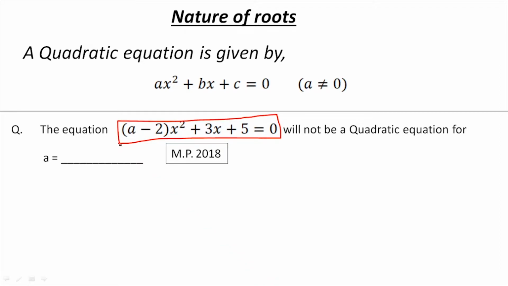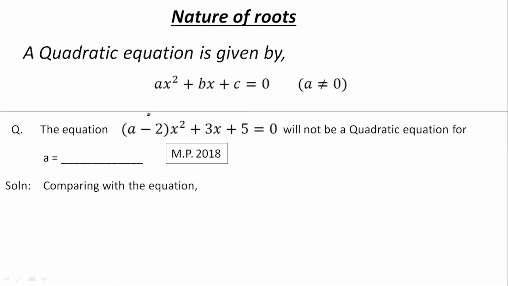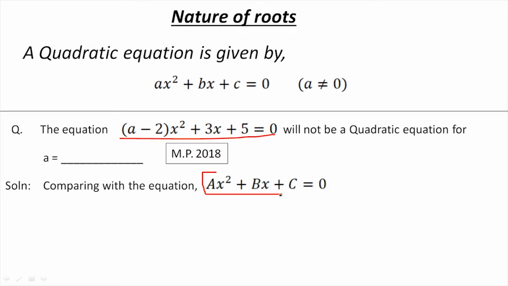If such a question comes where small a is already used, what we do is compare this equation with the standard form. We will not write small letters a, b, and c because they are already used in this equation. So we'll just write capital letters A, B, and C.